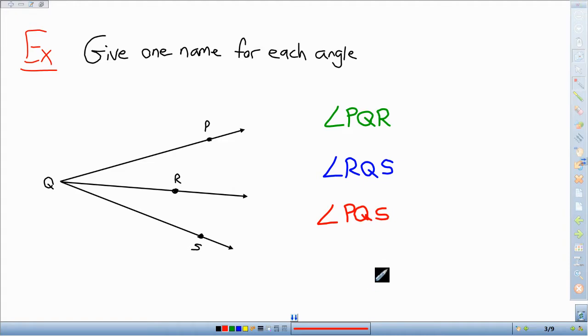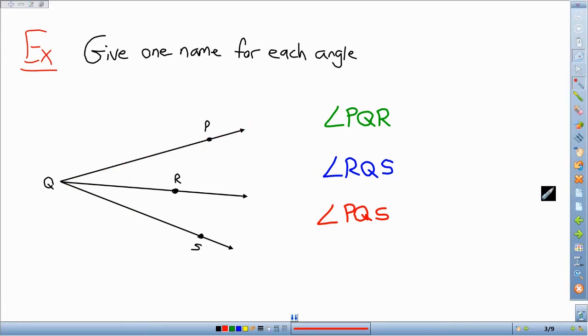Okay, one thing I want to point out, like for this angle PQS or all three that we named, we could have also gone the other direction. I could have also called this angle SQP. It doesn't really matter which direction you start from, as long as you start on the side.